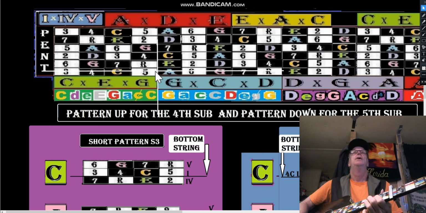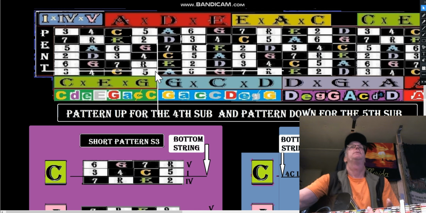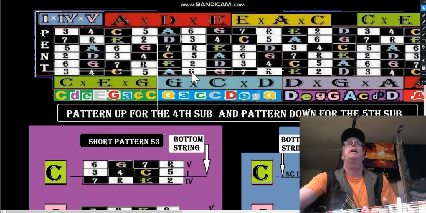Now, it's going to be a little difficult. From the root 2 here, we're going to go straight up actually because we have a warped diagram. Okay, so that was easy. That was pretty easy. We started in the A shape and we finished with the G shape.